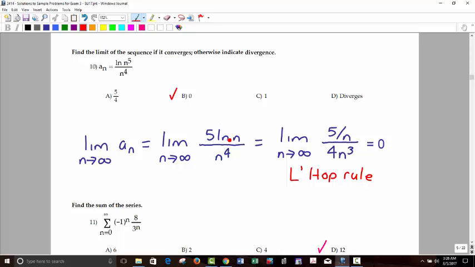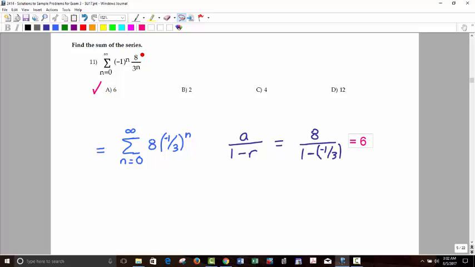So the derivative of 5 ln of n would be 5 over n. n to the fourth would be 4n cubed. And you can drop this n. I just didn't do that, but you can drop the n down. You'll have n to the fourth on bottom, 5 on top. But anyway, that's enough to tell it goes to 0. The geometric series.